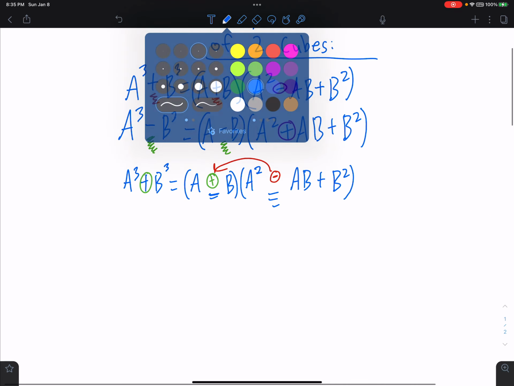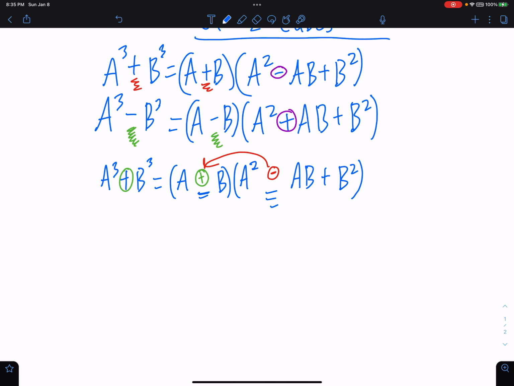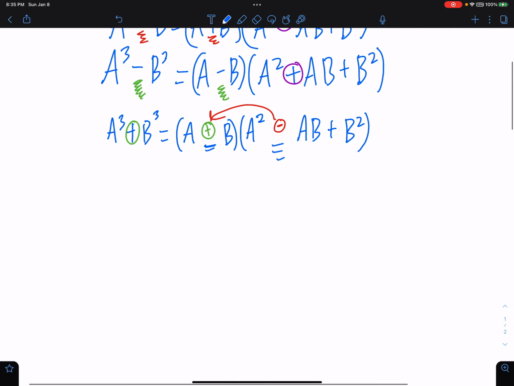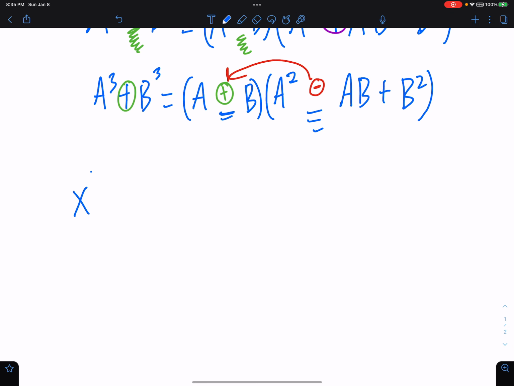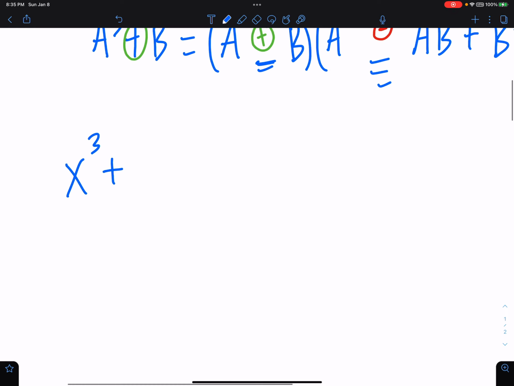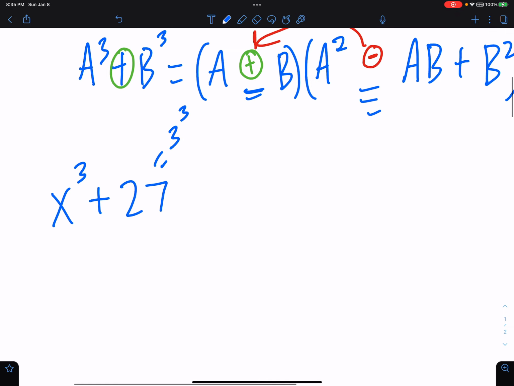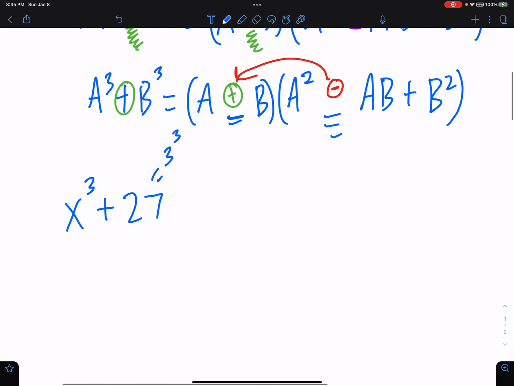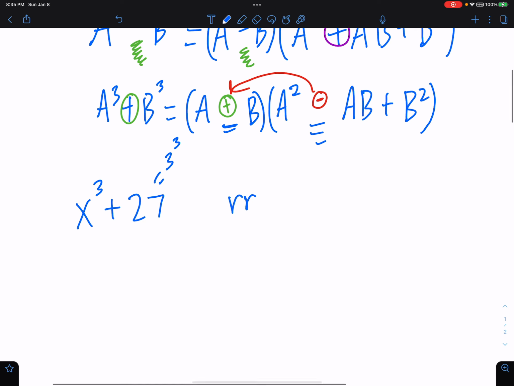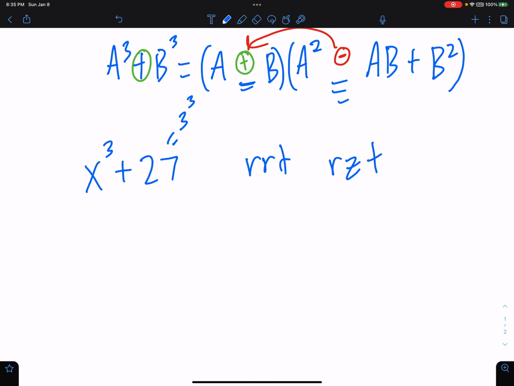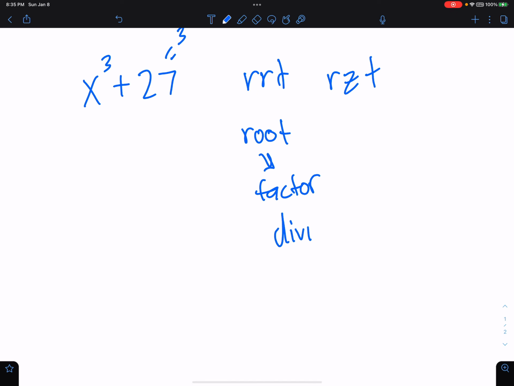Okay? Now I'm going to show you how to come up with this formula. So let's look at x cubed plus, what's your favorite number? 3? Okay, 27, which is of course equal to 3 cubed. To factor this, one thing we can do is use the irrational root theorem, or the irrational zeros theorem, in order to find a root. And then once we find a root, we can get our factor, and then we can do division, right?